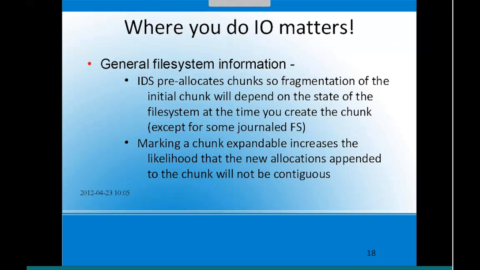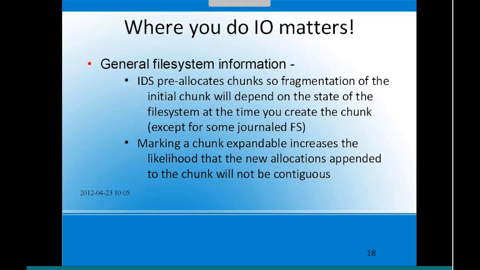Informix pre-allocates chunks, so fragmentation within the initial chunk is going to depend on the state of the file system that you're allocating the chunk from, if you're using file system chunks. Informix tries to make the chunk contiguous by writing to every page in a file system chunk. If you allocate a raw chunk or a cooked device chunk, it actually only writes to the first few and last few pages to make sure that the storage is big enough to hold the chunk you've defined. But if you define a file system chunk, it will write to every single page so that the operating system will try to allocate as contiguous a space as it has available.